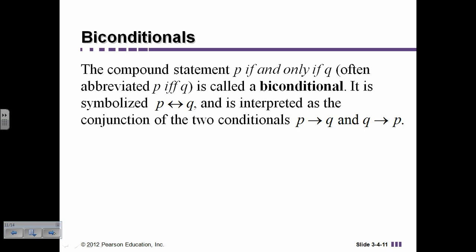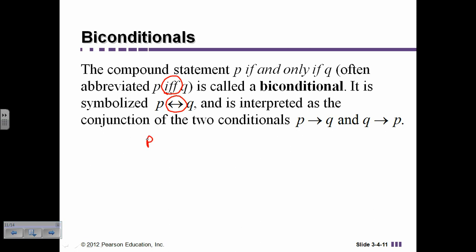So a biconditional is what we refer to as a compound statement, or an if and only if statement. A very common abbreviation is to use the IFF, which is if and only if. These are called biconditionals, and it's symbolized with the double-sided arrow. So in order to evaluate a biconditional, that means the conditional statement and the converse must be true.